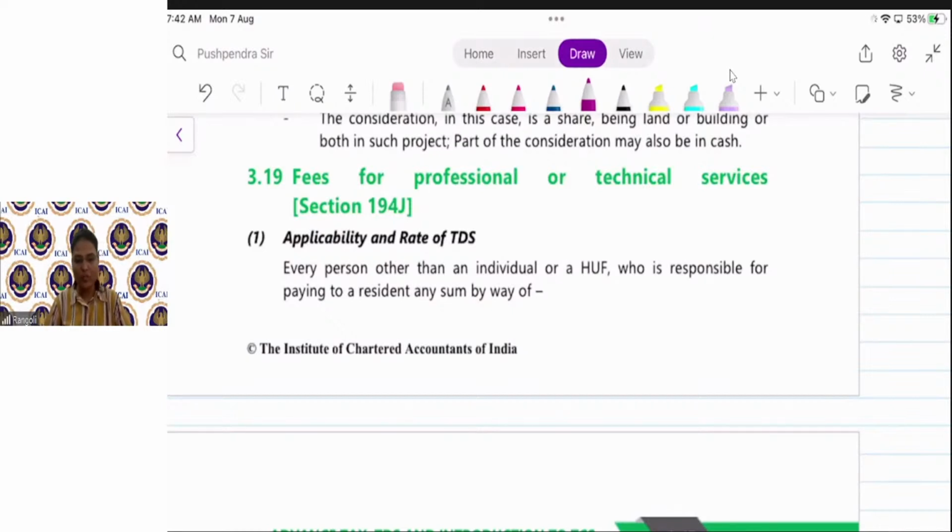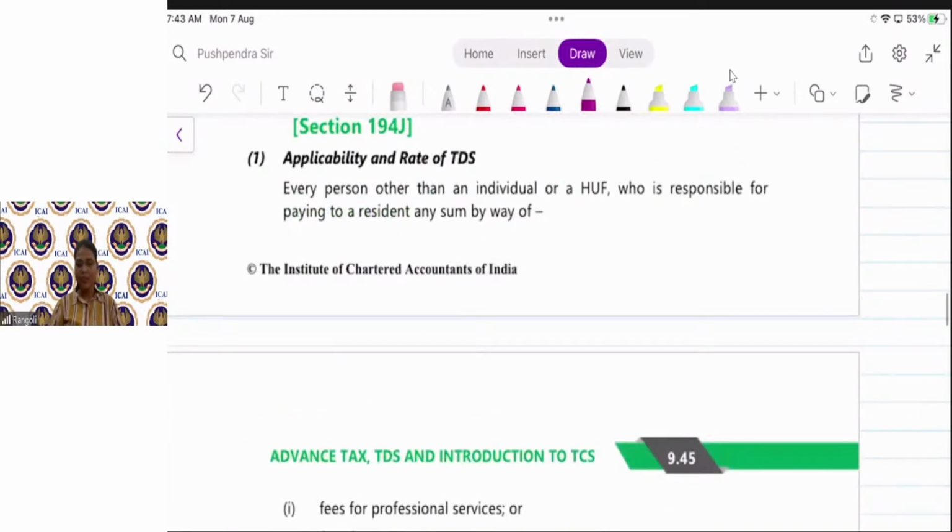So next is section 194J, that is fees for professional or technical services. So if you are providing any professional or technical services, then the payer is required to deduct TDS under section 194J. Now here also, the relaxation is given to those individuals and HUF whose turnover from business in the last year is less than 1 crore and professional receipt less than 50 lakh in the last financial year. Then they are not required to deduct TDS under section 194J.